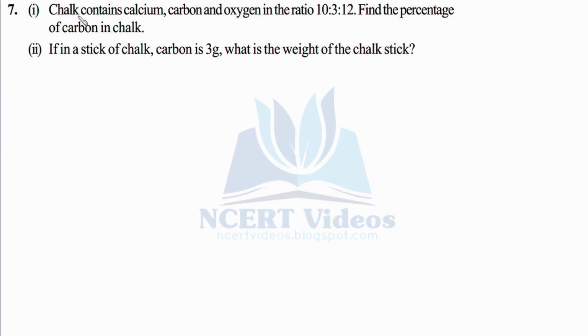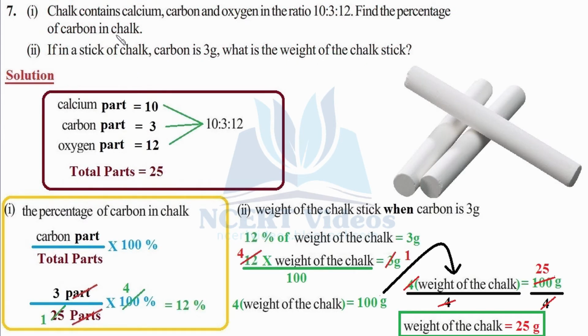Question 7. First, chalk contains calcium, carbon and oxygen in the ratio 10:3:12. Find the percentage of carbon in chalk. Second, if in a stick of chalk, carbon is 3 gram, what is the weight of the chalk stick? First of all, we are required to find the percentage of carbon in the chalk, but we are given all the components in terms of ratios or parts.